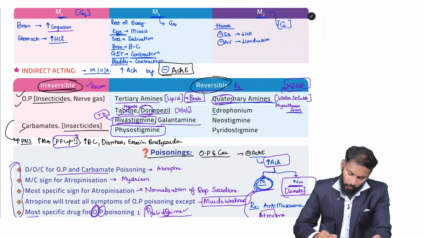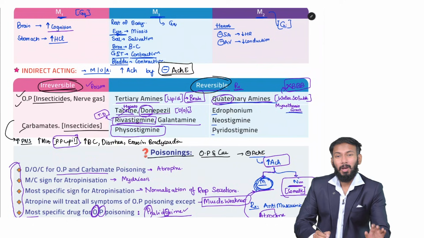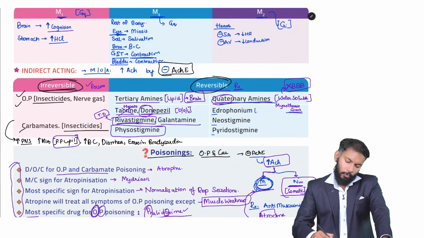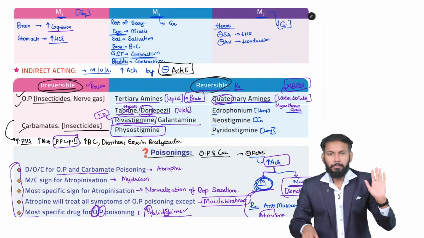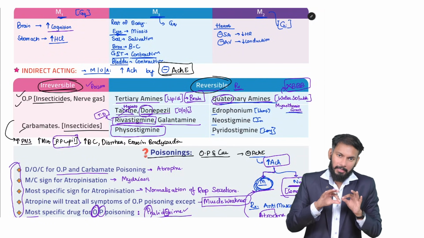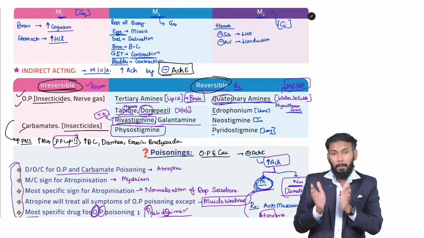What are these? Edrophonium, neostigmine, pyridostigmine. Now, how to remember this? Edrophonium is a short-acting drug. Neostigmine, intermediate. Pyridostigmine, long-acting. This is the schema I am following here. So, short-acting is edrophonium, intermediate is neostigmine, long-acting is pyridostigmine.